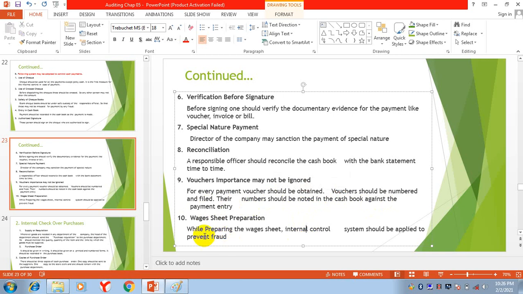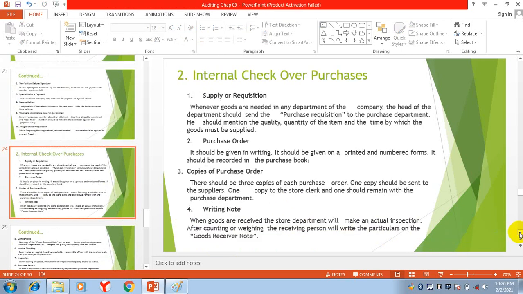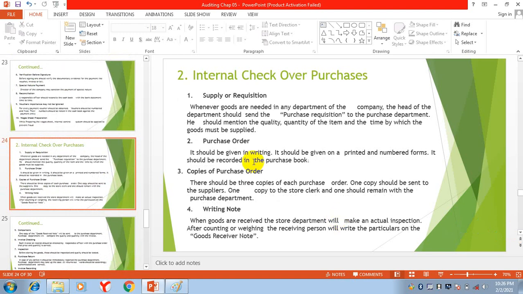Wages sheet preparation. While preparing the wages sheet, the internal control system should be applied to prevent fraud. Whenever you are making the wages sheet, there should be some internal check on its preparation. You should apply that properly, so the chance of fraud will be less. Then internal control over purchases.